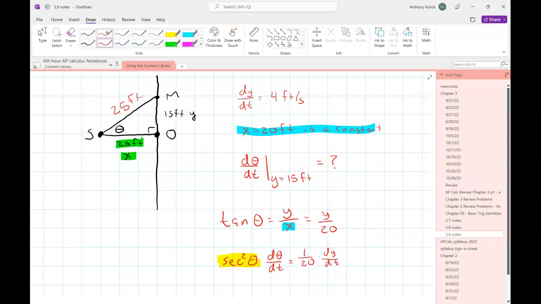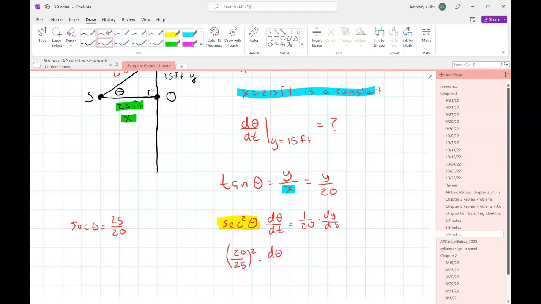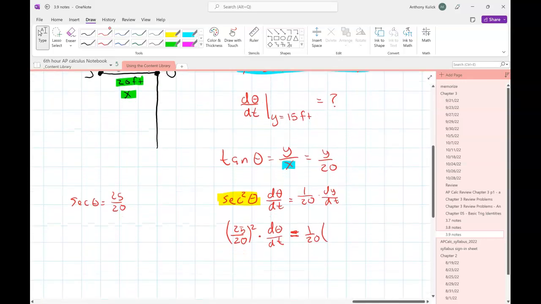So I know that secant theta is going to be a hypotenuse over adjacent. So that's going to be 20 over 25 squared. I'm sorry, yes, I wrote it wrong. Thank you. I appreciate when you catch me right away making my mistakes so it doesn't become like I have to change 30 things like 15 minutes later. Not that we'd still be doing this problem in 15 minutes, but... and dy dt was 4.